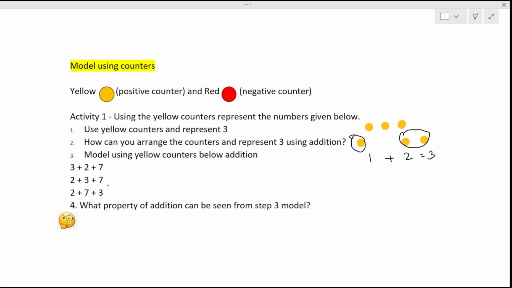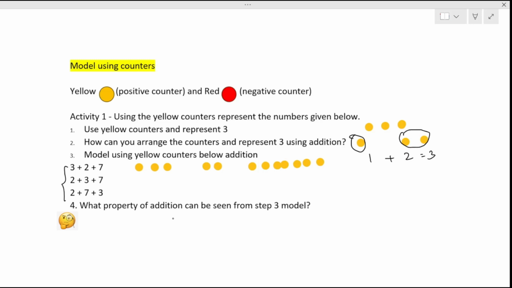Now you can try doing this again, for example, 3 plus 2 plus 7. You can actually count in different ways, right? You can count 3 plus 2 plus 7 as 2 plus 3 plus 7 or 7 plus 2 plus 3, right? And do you recollect what property of addition we are trying to understand with this simple activity of changing the different ways of addition?